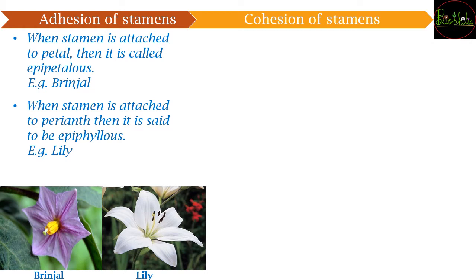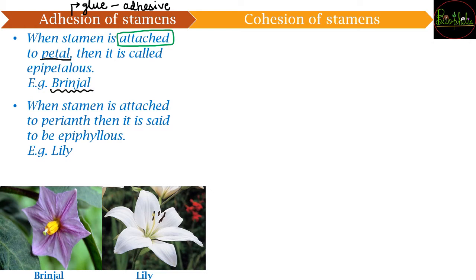So if they are attached, then you are going to call it adhesion of stamens. Adhesion means adhesives. Adhesives are going to be substances which act like glue. So as you stick something, if these remain attached to a petal, then it is called epipetalous. Epipetalous stamens are seen in the case of brinjal.